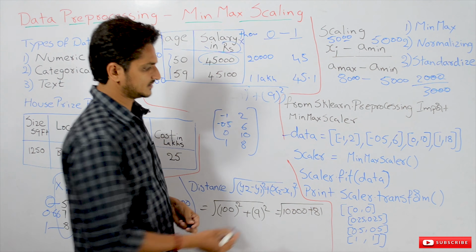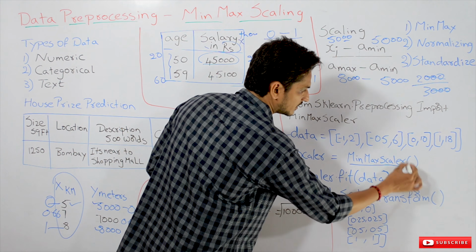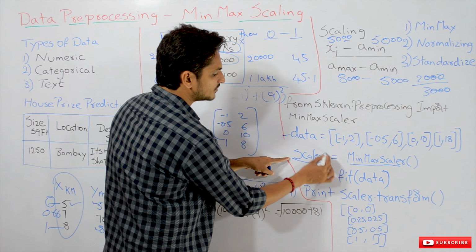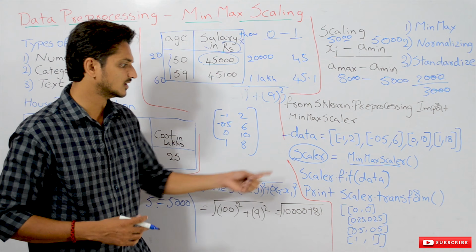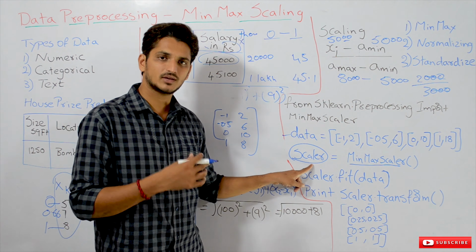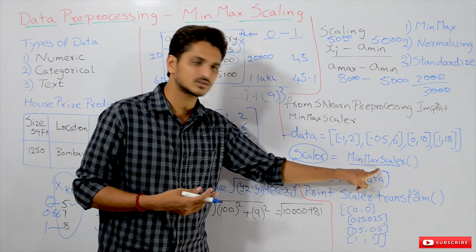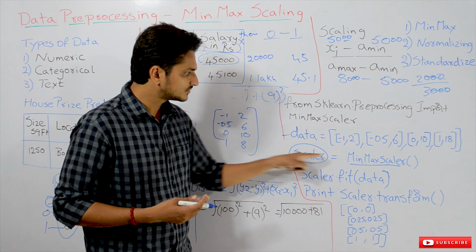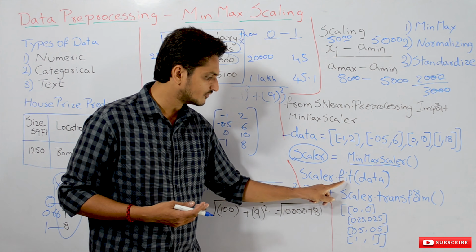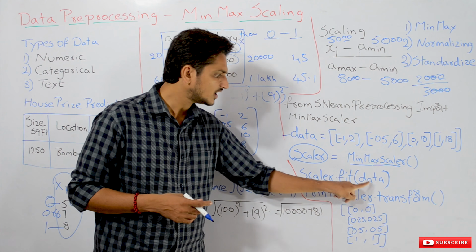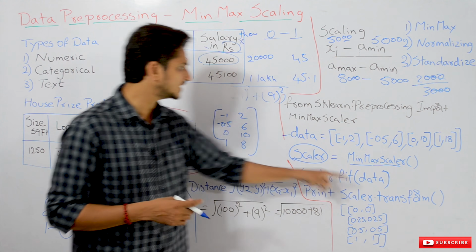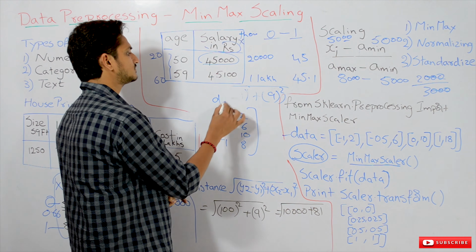So how do we use this class? MinMaxScaler() is assigned to a variable called scaler. Now we can use this variable as the MinMaxScaler class. In this MinMaxScaler we have a function called fit: scaler.fit on data. What's the data? This is the data.